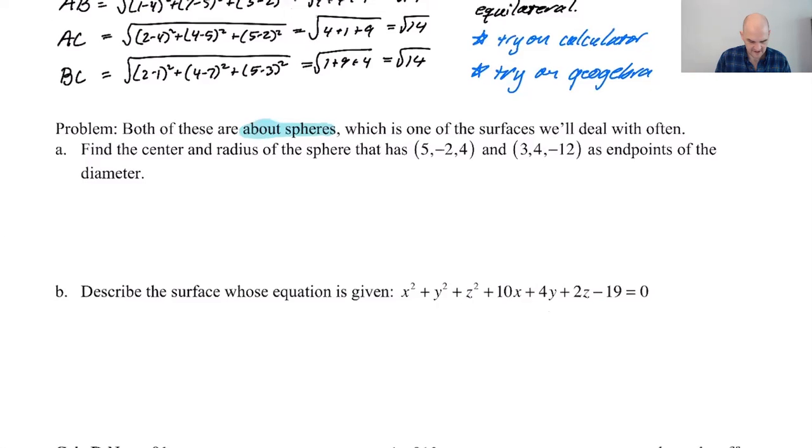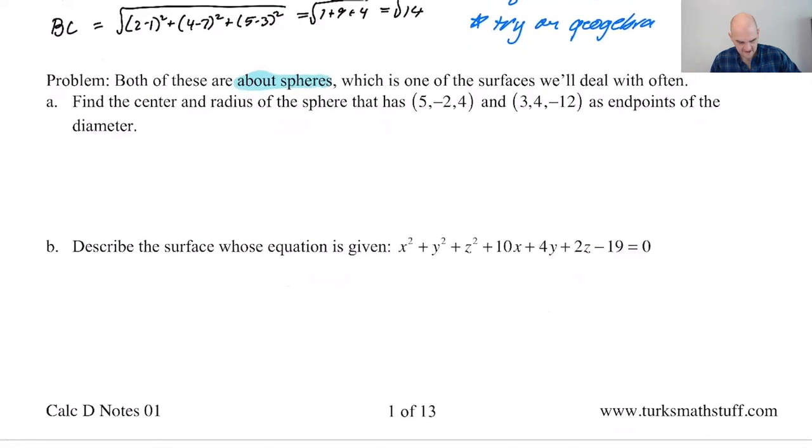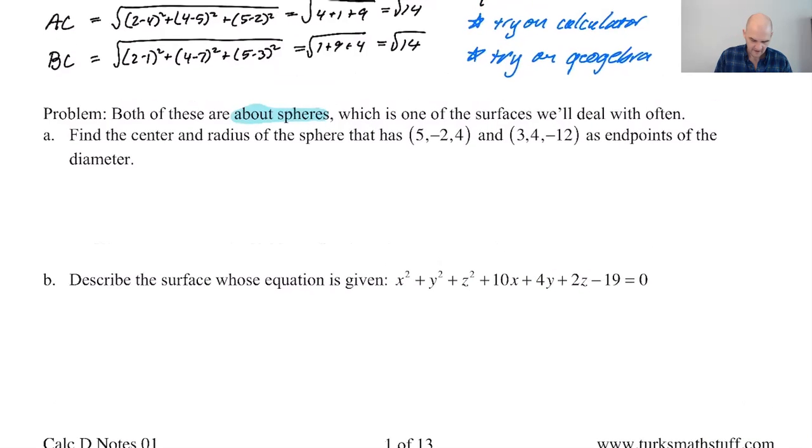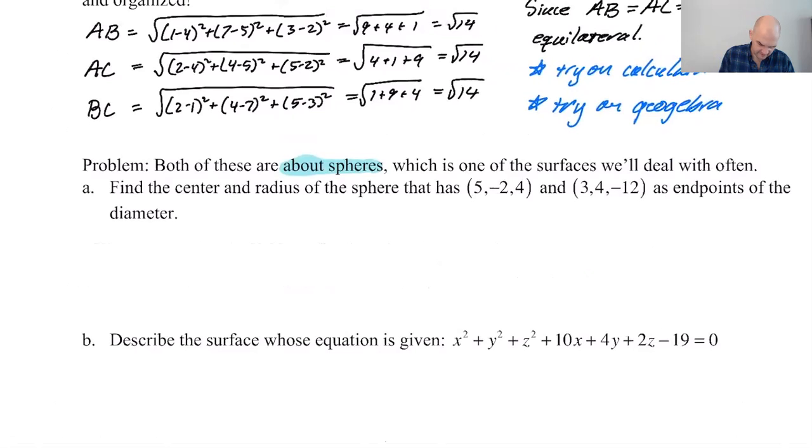So let's see if we can do this. I might do it multiple ways. Let's see. Find the center and radius of the sphere that has these as endpoints of a diameter. I'm going to find the equation too, because I think it's weird not to. So if these are the endpoints of the diameter, then I don't really need to belabor this.